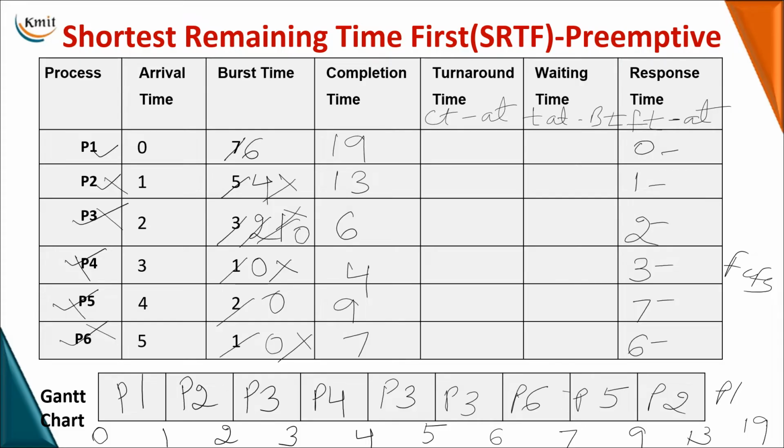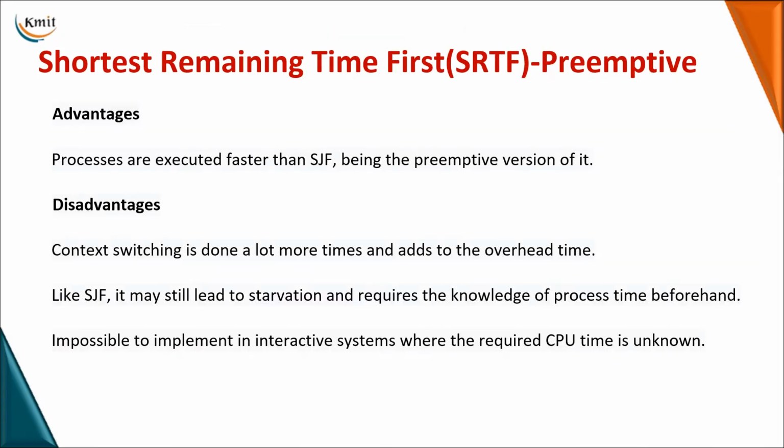So when you go for SRTF, what are the advantages? The processes are executed faster because it is preemptive. If P1 is executing and you get the next process P2 with less burst time, you stop P1 and continue with P2. Whereas the problem with SRTF is that context switching is more. You need to switch from one process to another.